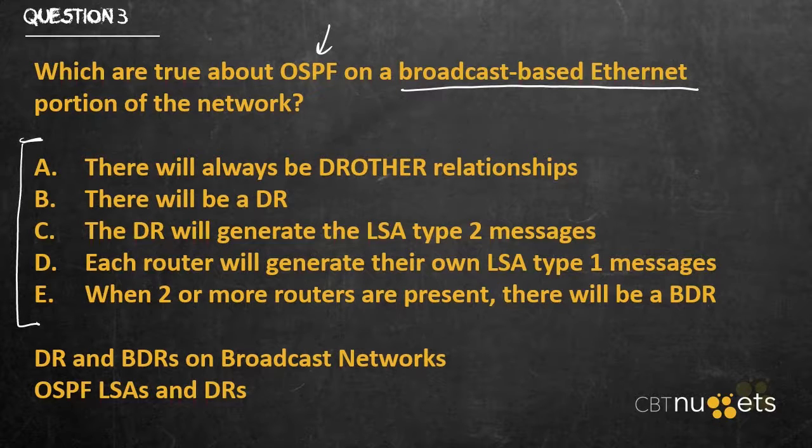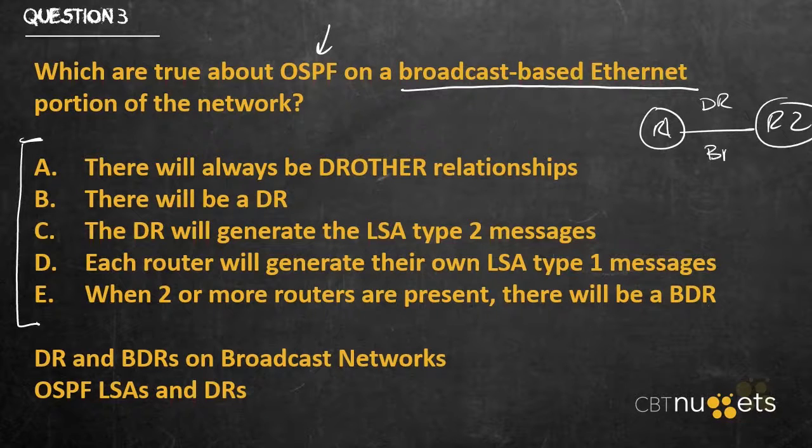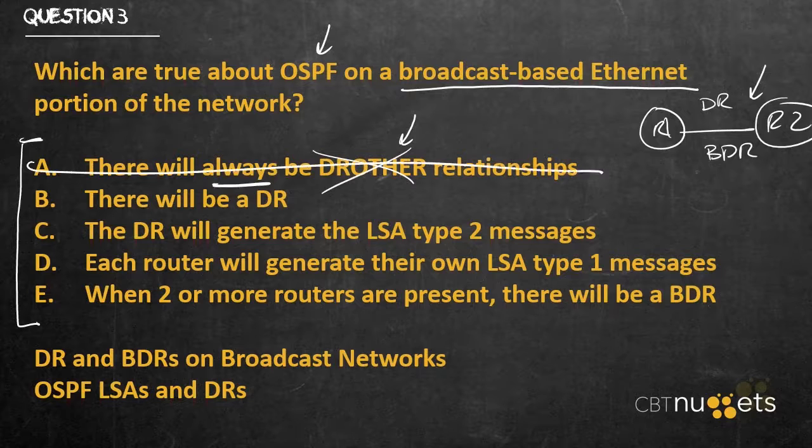There will always be DR other relationships. Now, if we have an Ethernet network, let's go ahead and draw one. So router 1 and router 2. That always helps me if I draw something out. So I've got Ethernet right here. In this case, with only 2 devices, one's going to be a DR, the other's going to be a BDR. And unfortunately, if there's only 2 devices there that are routers running OSPF, that's it. There's not going to be any DR others. So if we had more devices on that same network segment, there's the opportunity to have DR others. However, in this scenario right here, the keyword always doesn't apply because there would not be DR other relationships if we only had 1 or 2 routers on that segment. So A is out.